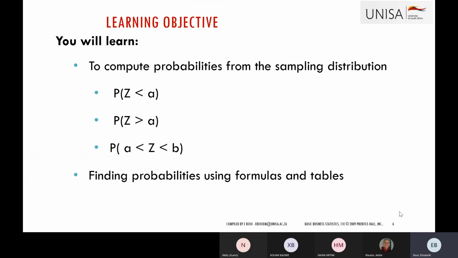By the end of the session, you should be able to know how to compute the probabilities by applying any of the signs, whether it's a less than or a greater than or between. You also need to know how to use the table to find those probabilities. So let's dig in so that we can do lots and lots of practice. I'm going to take about 5 or even less than 5 minutes just to give you a little bit of background, and then we go into activities.